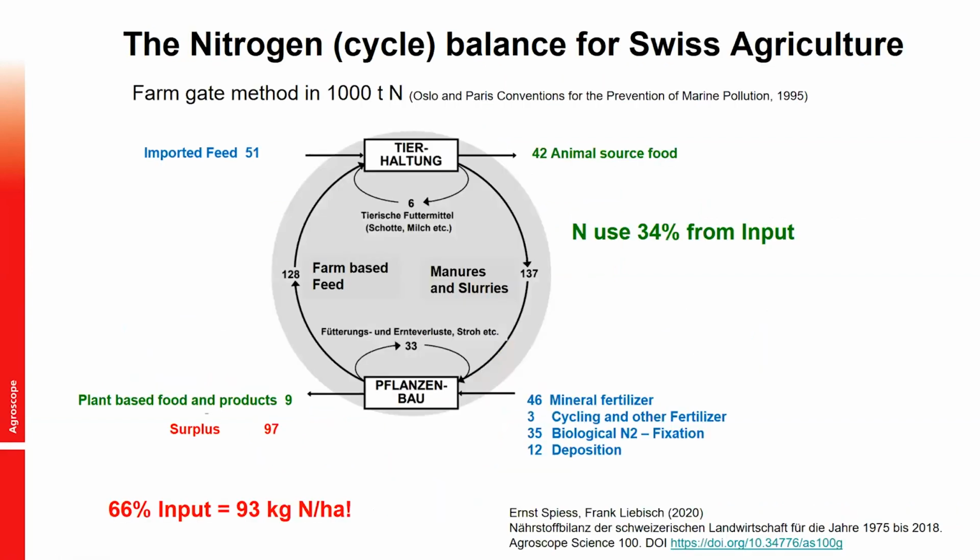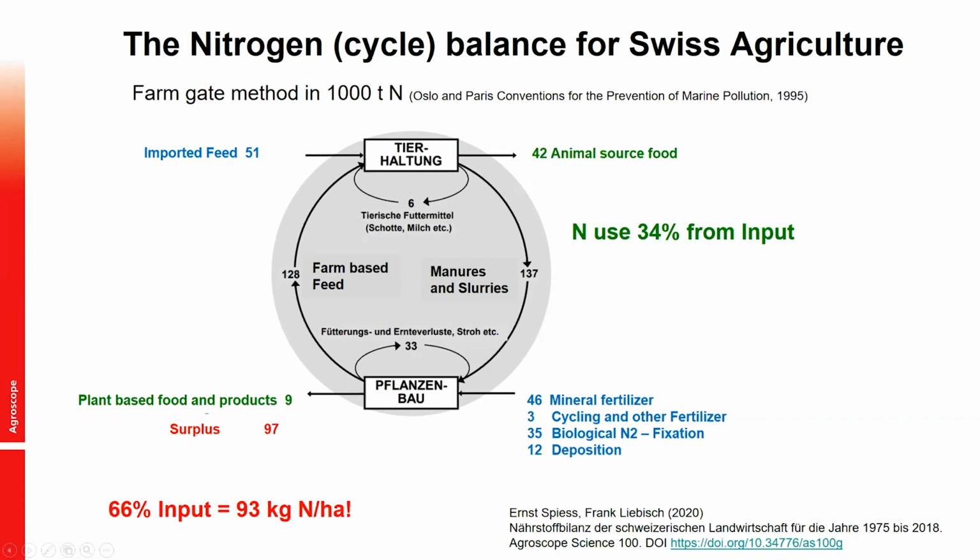On the next slide, I show it a bit more simplified, as the nitrogen balance for Swiss agriculture. On the top left, you roughly see the imported feed being 51,000 tons of nitrogen into Switzerland. We have the animal source food that is produced on the right top side. On the lower level to the right, we have all the inputs, so mineral fertilizers being 46,000 tons, and so on, biological nitrogen fixation and deposition. And we have the plant-based food and products being much less. And in red below, you see basically the surplus, which is 97,000 tons of nitrogen every year.